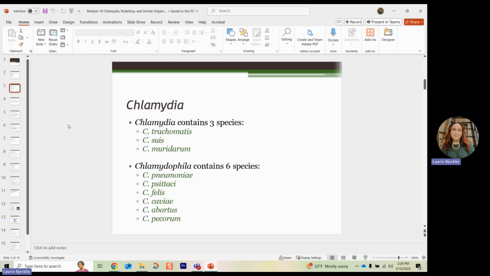So Chlamydia has 3 species. Chlamydia trachomatis is going to be the most familiar to you. That is what truly causes the STI chlamydia. And then we have Chlamydia suis and Chlamydia muridarum. And then you have Chlamydophila, which contains 6 species. Chlamydophila pneumoniae and Chlamydophila psittaci are probably the 2 most common out of those.